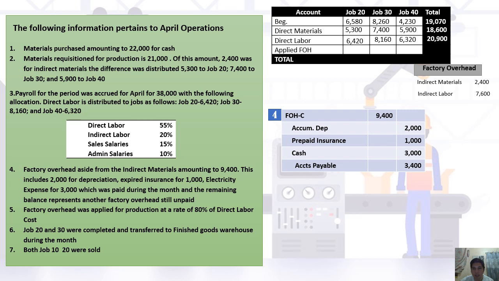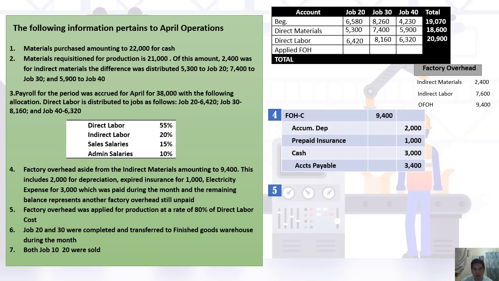Then, the remaining daw is still unpaid. So, ang gagamitan lang natin, generic na liability, which is yung accounts payable. The remaining amount is 3,400. Okay? So, ilagay lang natin para isahan na lang. So, other factory overhead, 9,400.